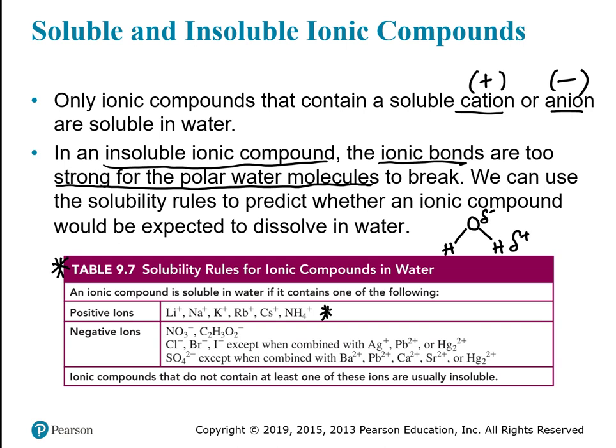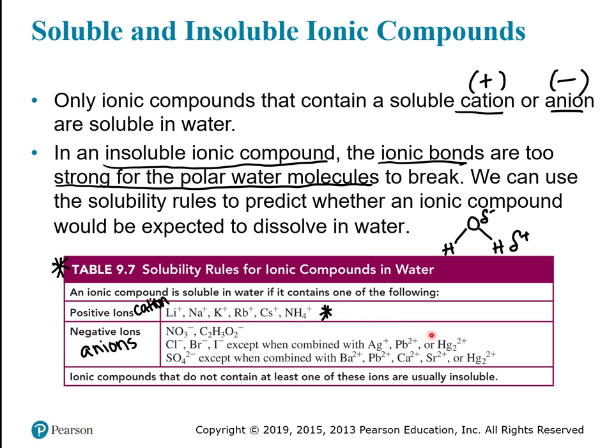Remember, positive ions are cations. If you see anions that are nitrate, acetate, let me use my pointer here, so I'm just naming these. So this is nitrate, NO3 minus. Acetate is C2H3O2 minus. Chloride ion, bromide ion, iodide, sulfate. These are the ones that are going to be soluble, but there are some exceptions.